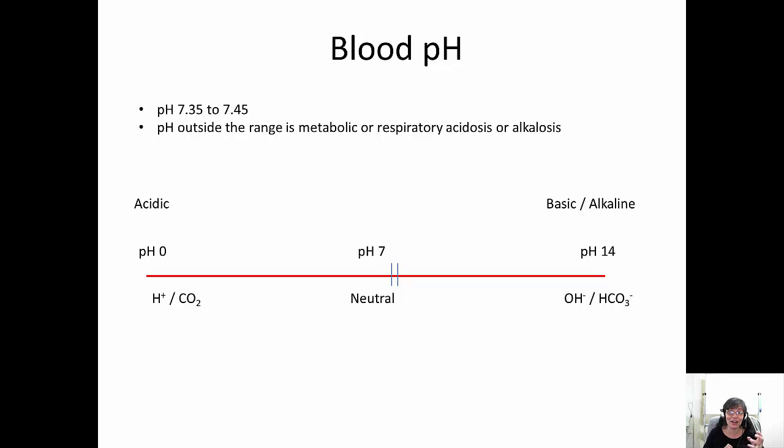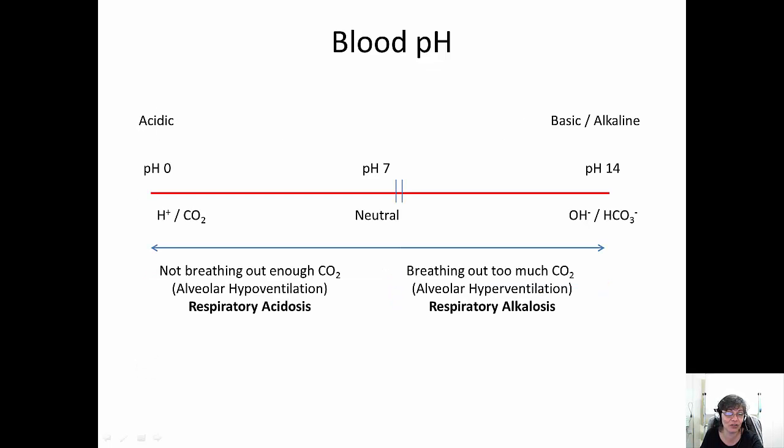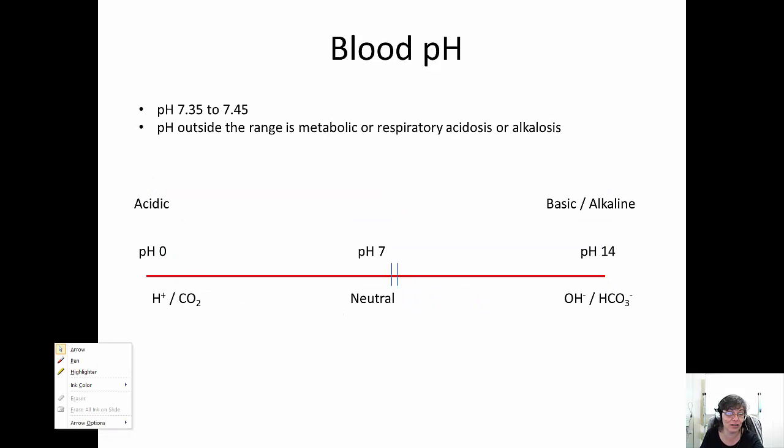concentration. So we're looking at the concentration of hydrogen in our blood. If we have high hydrogen concentrations in our blood, it means we're going to have a low pH and we are going to be suffering from acidosis.